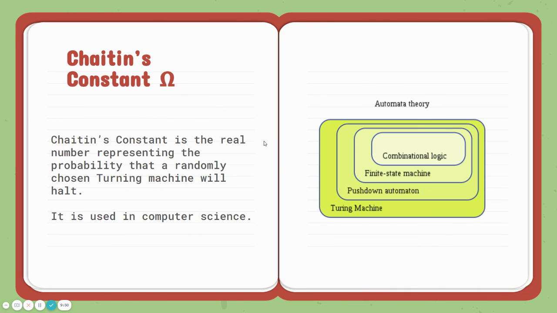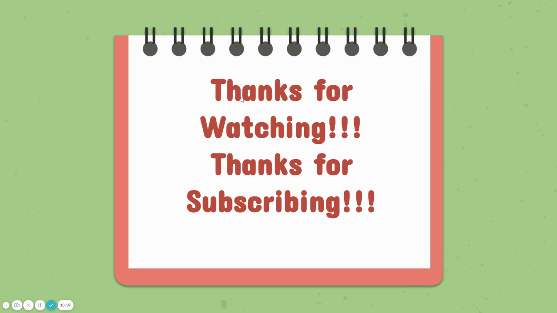Chaitin's constant, which is omega, is the real number representing the probability that a randomly chosen Turing machine will halt. It is used in computer science, so it's pretty important with all that computer stuff, which is becoming more and more important these days. Who would have thought computers would have worked out?